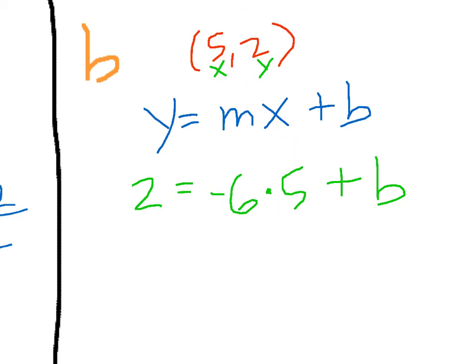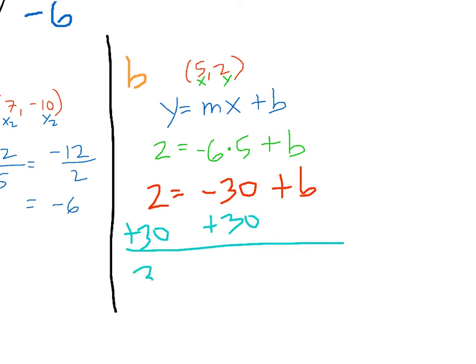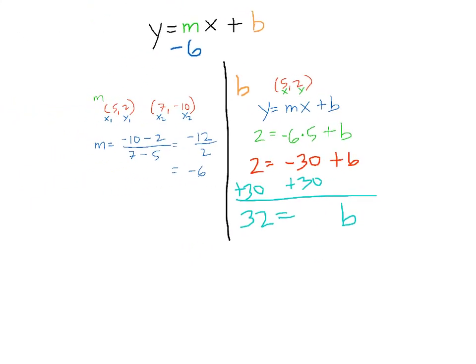Now we just have some simple arithmetic, and we want to solve for b. Shouldn't be too bad at this point. So PEMDAS says we have to do the multiplying first. So I have 2 equals, -6 times 5 is -30, plus b. Now I've got to get rid of that -30 so that b is all by itself. I can do that by adding 30 to both sides. So plus 30, just a little one-step equation. 2 plus 30 is 32. 32 equals b. So now this is important. We have our y-intercept, which is b.